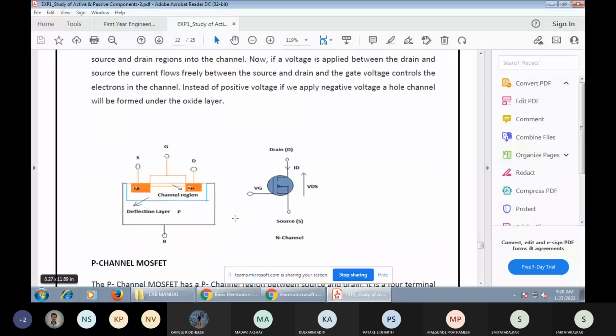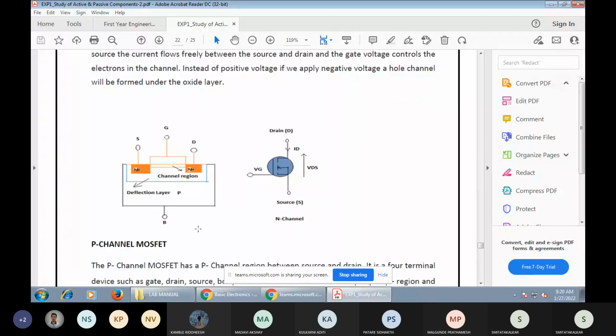Here is the formation of the junction in the depletion region. Here is the gate terminal, and VDS is the voltage across the drain terminal to the source terminal. The source is ground, then the drain and the gate. And here the point B is the substrate for the depletion region.